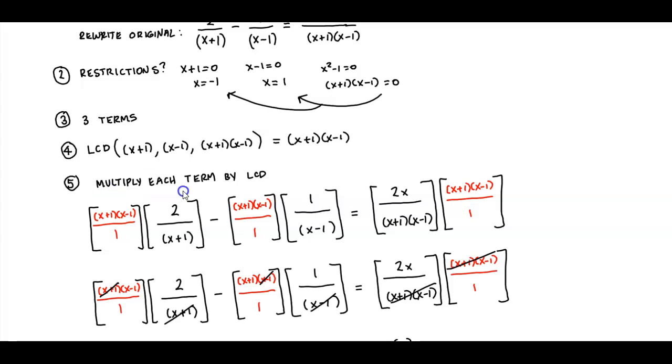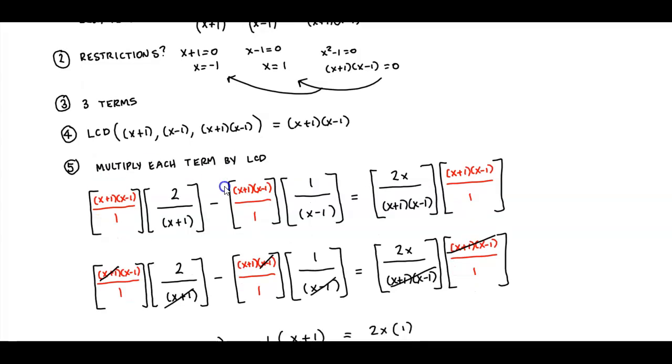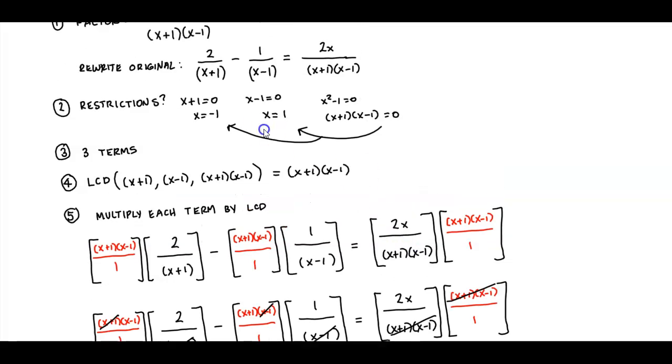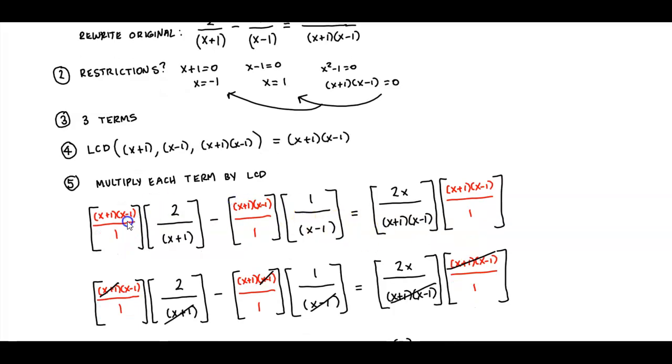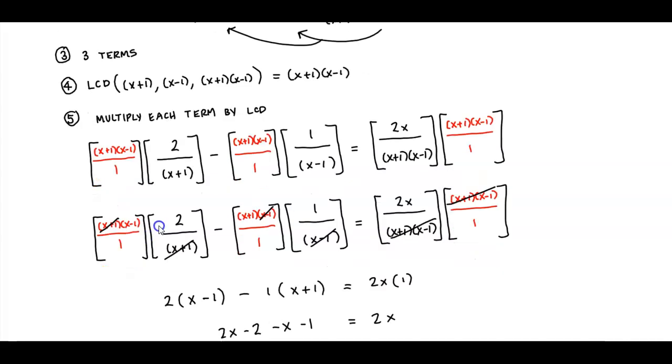Number 5, we're going to multiply each term by the LCD. So we're going to rewrite the original from the first step. So we have 2 over x plus 1 minus 1 over x minus 1, which is equal to 2x over x plus 1 times x minus 1. And what we're going to do is multiply each term by the LCD, so the LCD is x plus 1 times x minus 1 over 1. Now again, because of this type of question, you want to use brackets so that you can distinguish between parentheses and the brackets. It just helps you see it a little bit more clearly when you need to simplify in the next step.